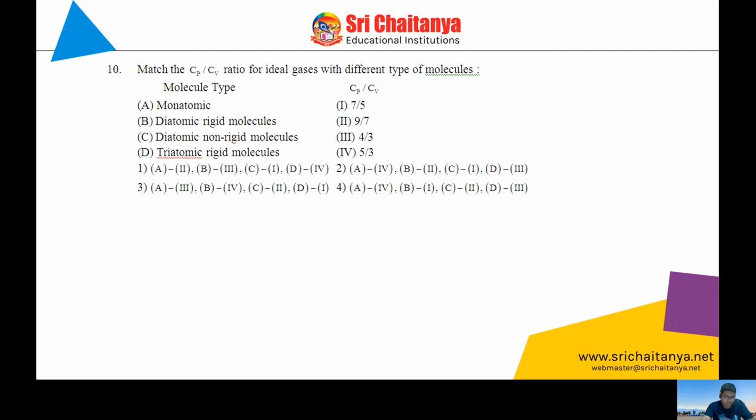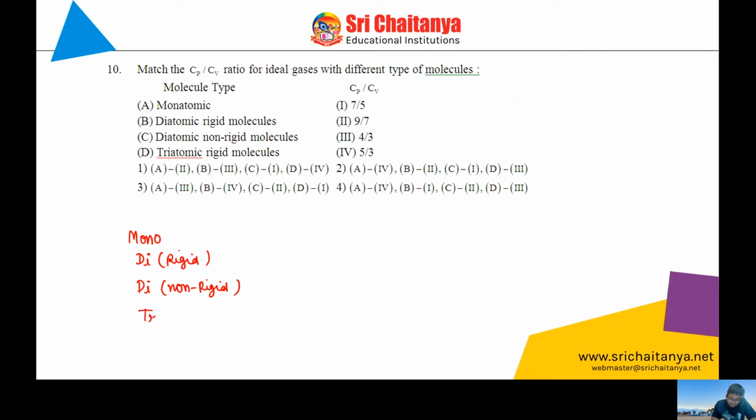That is a match the Cp by Cv ratio for an ideal gas with different types of molecules. So that is from the kinetic theory of gases. And you need to know a few things about it, like when we are talking about the molecule type. Molecule type has been given to us, either it is monoatomic gas, or diatomic rigid molecule, and diatomic non-rigid molecule. So these are the types of molecules we are having.